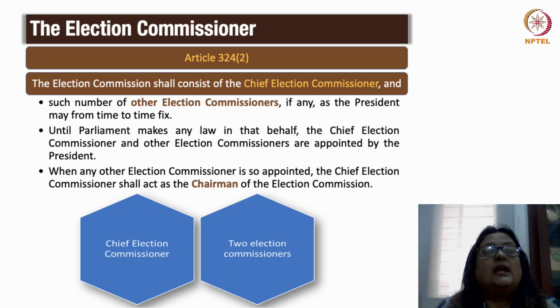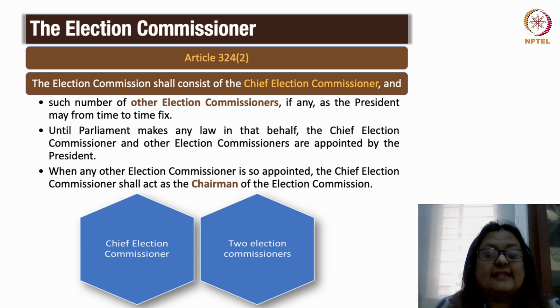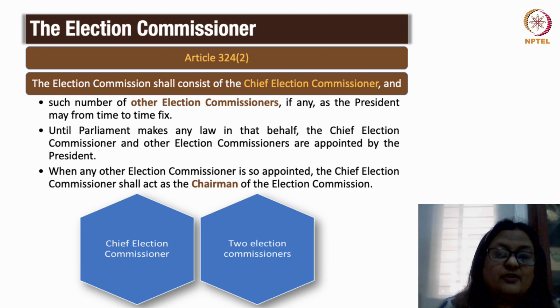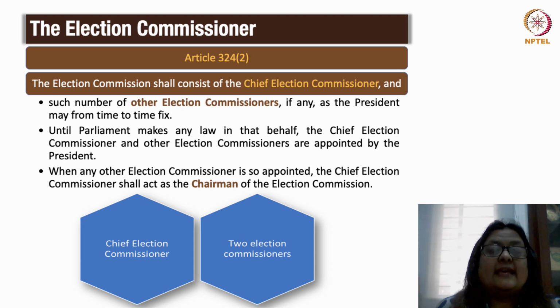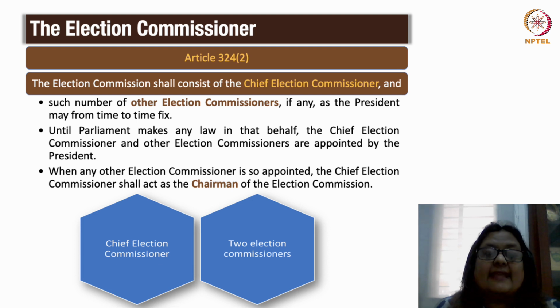Moving on, Article 324 also talks about the Election Commissioner. Now, for the function of the Election Commission, the election commissioner is required, and clause 2 of Article 324 provides that the Election Commission shall consist of the Chief Election Commissioner and such number of other election commissioners, if any, as the President may from time to time fix. Now there shall be one Chief Election Commissioner, that is the CEC, and any number of other election commissioners.